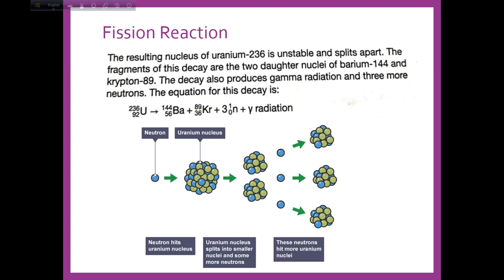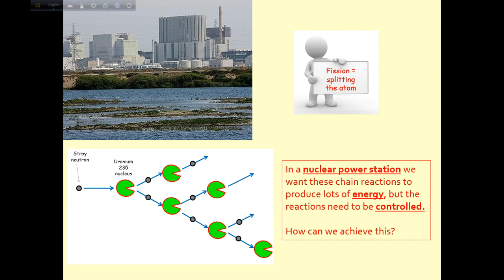So we have already discussed what nuclear fission and fusion are. Usually in a power station, we want this chain reaction to produce a lot of energy, but at the same time the reaction needs to be controlled. So how can we achieve this?